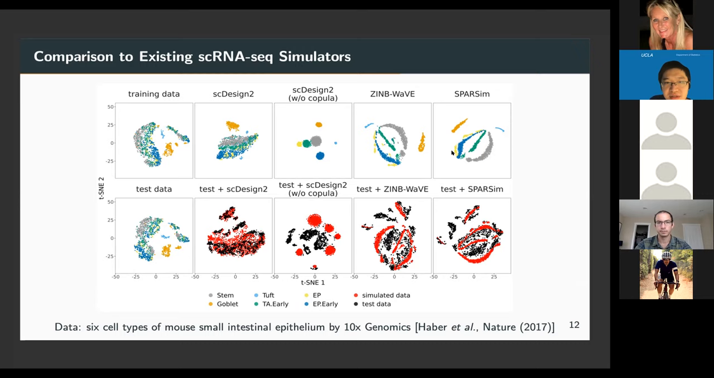And also, if we mix the simulated data with test data and then project it to the t-SNE space, we can see that only ICDN2 can mix the best with the test data. Okay, so that's the comparisons.